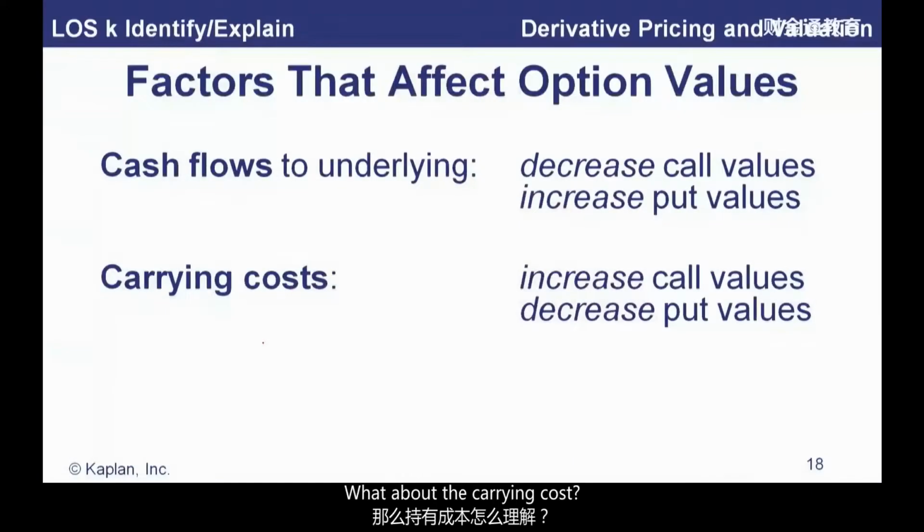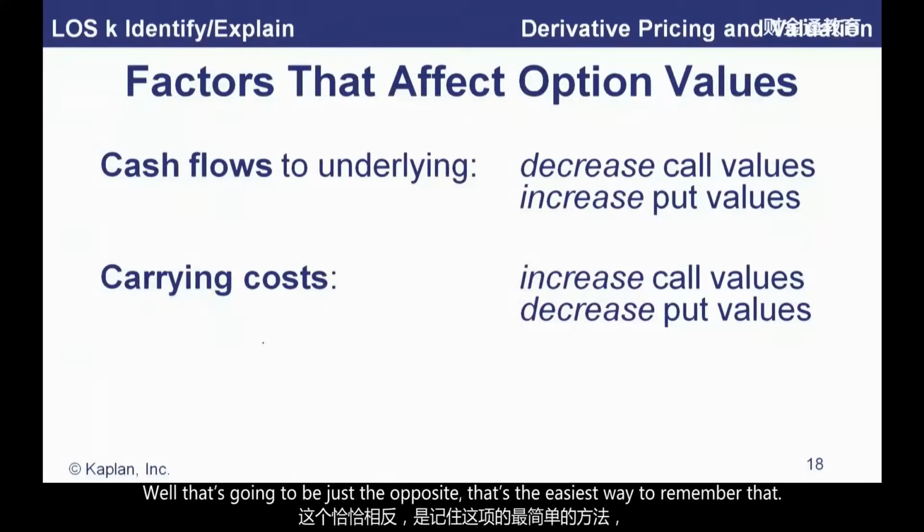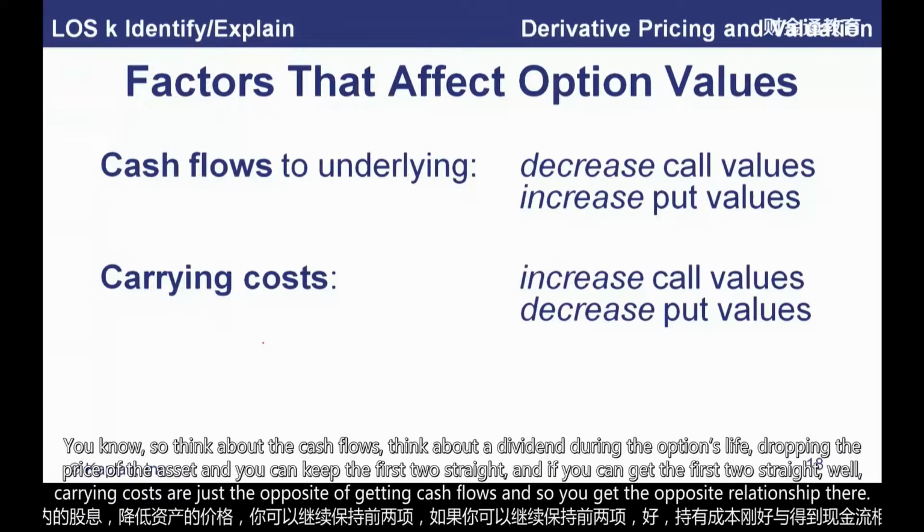What about carrying costs? Well, that's going to be just the opposite, and I think that's the easiest way to remember that. So think about the cash flows, think about a dividend during the option's life dropping the price of the asset, and you can keep those first two straight. And if you've got the first two straight, well, carrying costs are just the opposite of getting cash flows, and so you get the opposite relationship there.